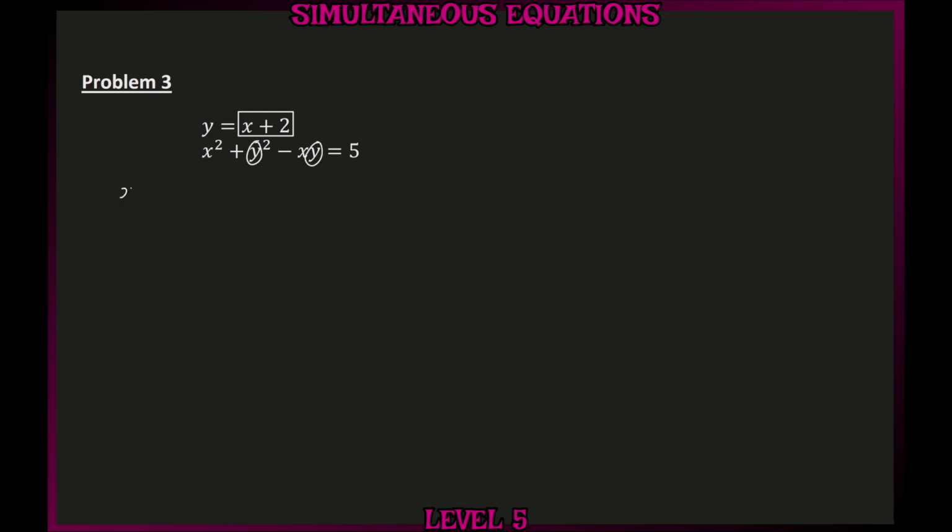So the second equation, x squared plus y squared minus xy is equal to 5, becomes x squared plus, in place of y, we're going to put x plus 2.